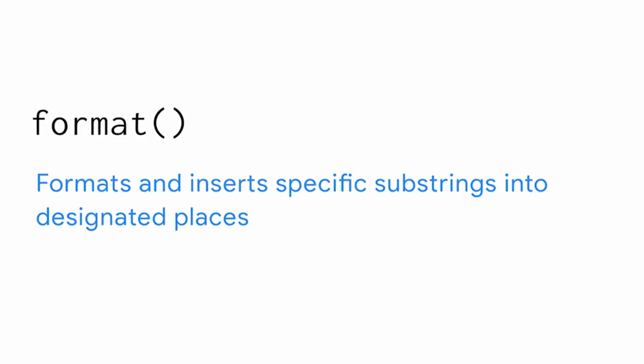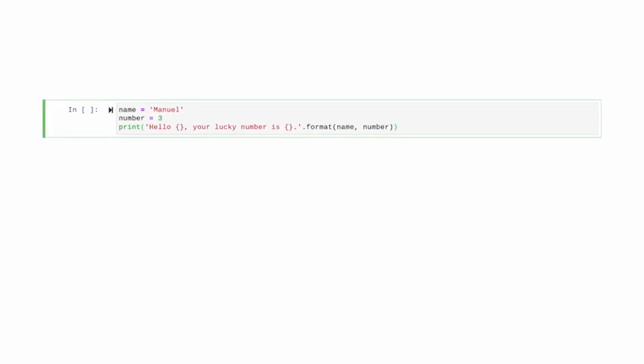As you're discovering, understanding strings is a big part of Python and programming success. Now that you have a foundational understanding of strings, let's learn some new approaches to save time when creating and manipulating strings. In this video, we'll focus on formatting strings using the format method. The format method formats and inserts specific substrings into designated places within a larger string. Let's examine how this appears in code.